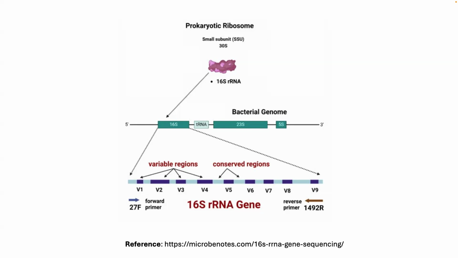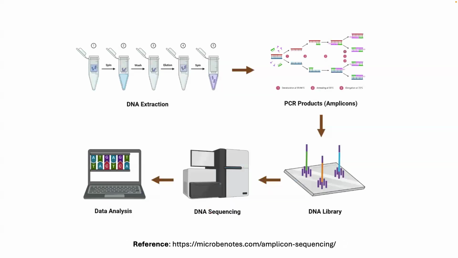By sequencing these variable regions, we can distinguish and classify bacteria, often down to the genus or species level, providing critical insights into the community composition and diversity of our samples. We can consider the 16S gene as a bacterial fingerprint.